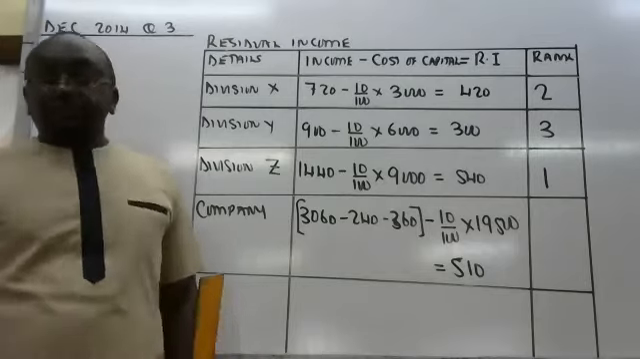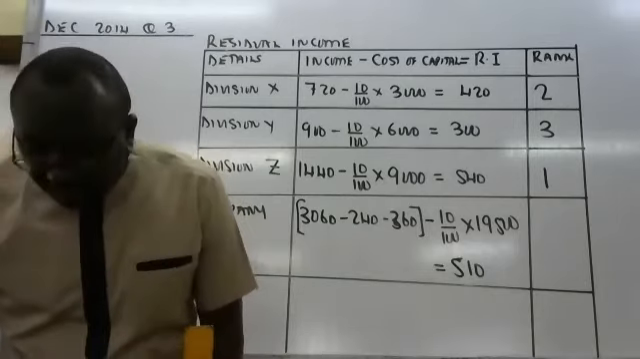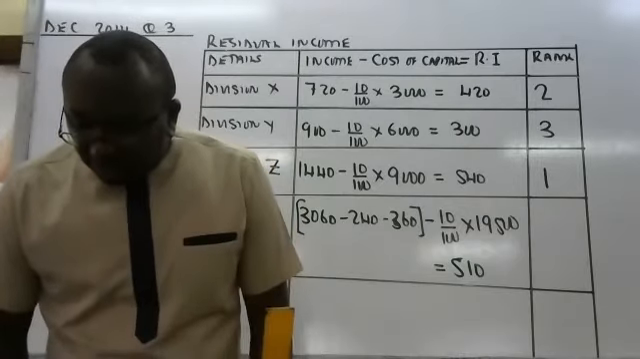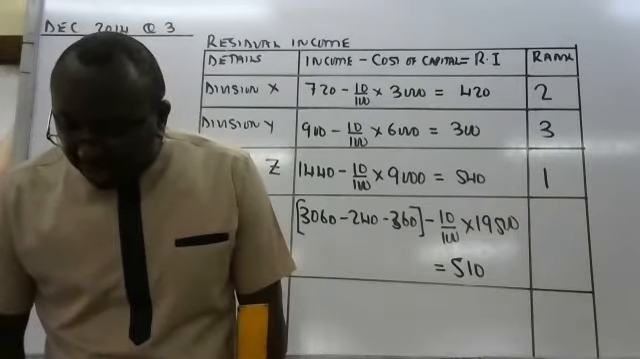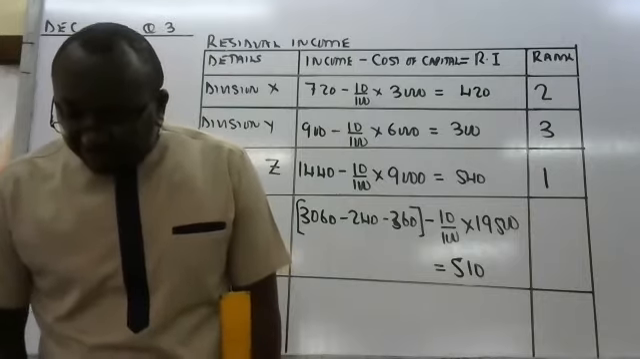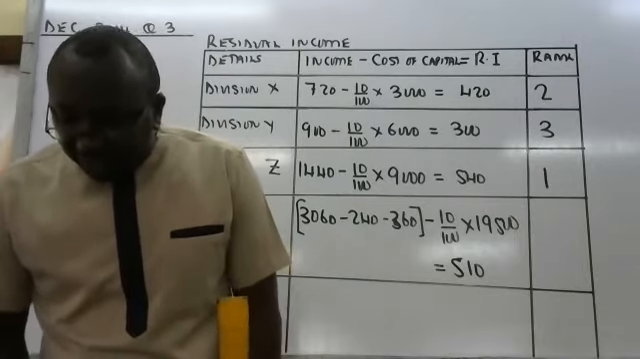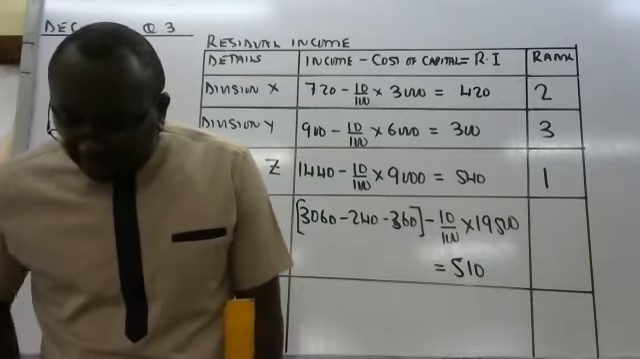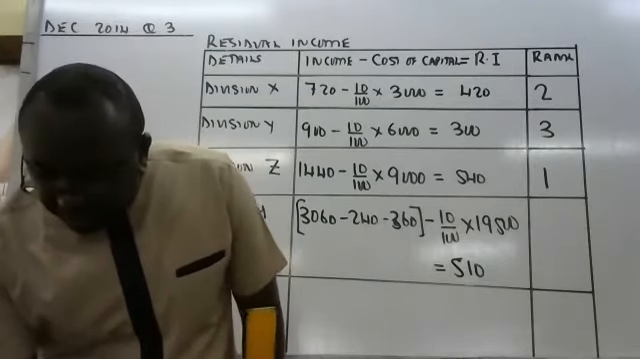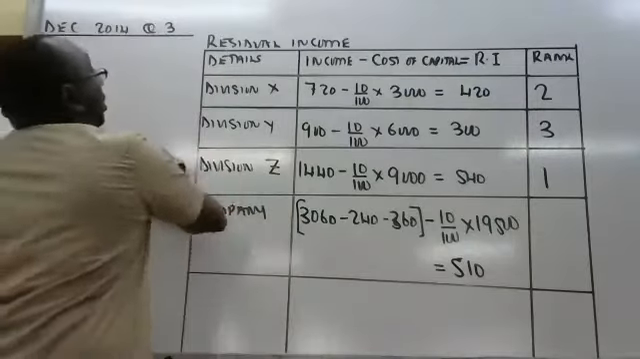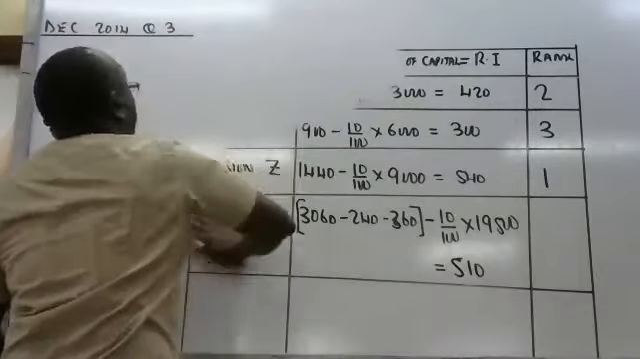The next question is, assuming that there is an asset available to division X, which costs 300 million and which has an annual profit of 60 million. Advise the manager of division X on whether to undertake the project, commenting whether the decision is in line with the overall objective.